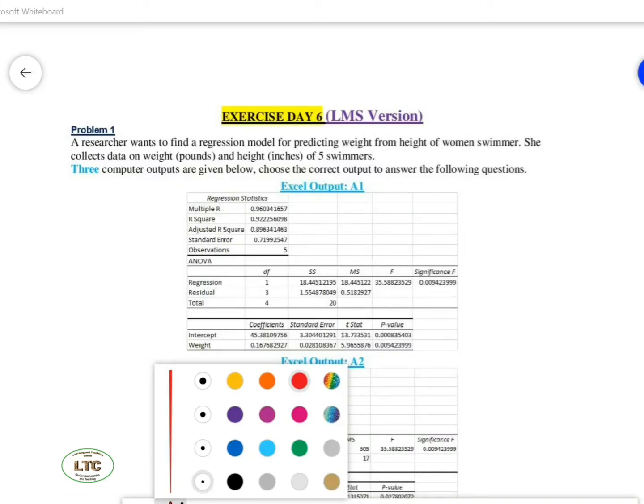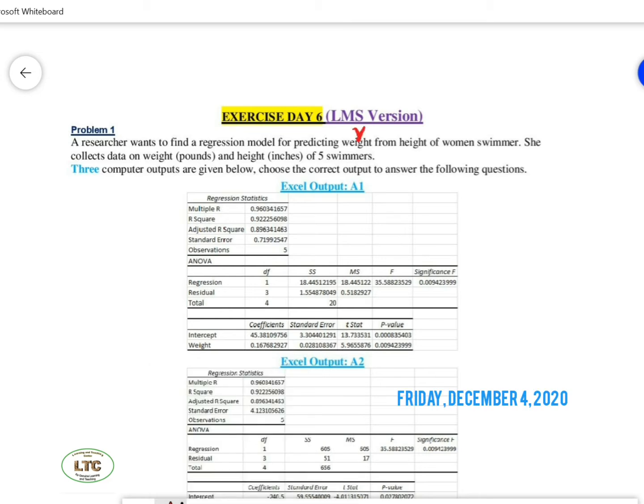Problem 1. A researcher wants to find a regression model, Y hat is A plus Bx, for predicting weight Y from height X of women swimmers. She collects data on weight Y and height X of 5 swimmers, 5 pairs of data.